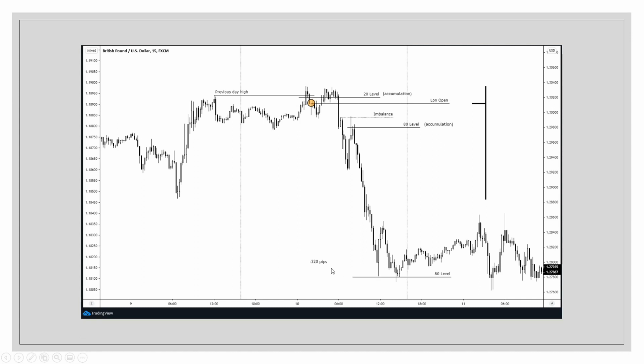Price dropped a total of 220 pips intraday on British pound. That's pretty phenomenal. That's a lot of pips, all right? And then look where profit taking was occurring. Look where that short covering was occurring at that 80 level. So that would be 127.80 right there.